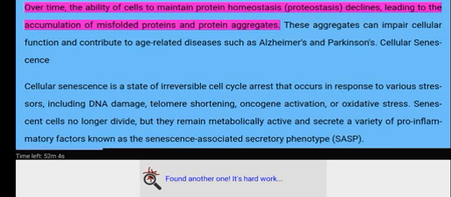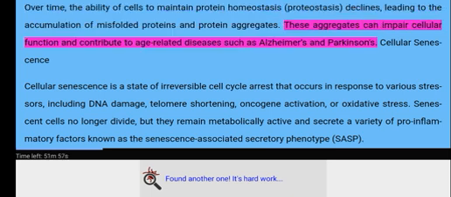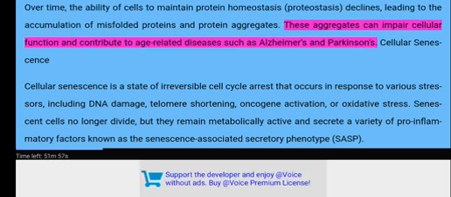Over time, the ability of cells to maintain protein homeostasis, proteostasis, declines, leading to the accumulation of misfolded proteins and protein aggregates. These aggregates can impair cellular function and contribute to age-related diseases such as Alzheimer's and Parkinson's.